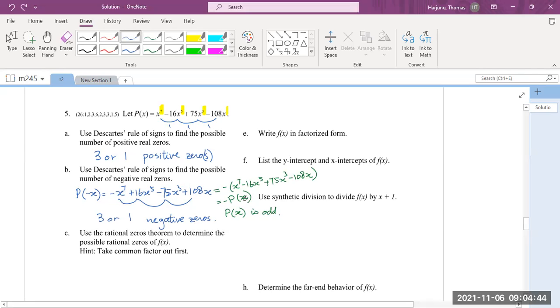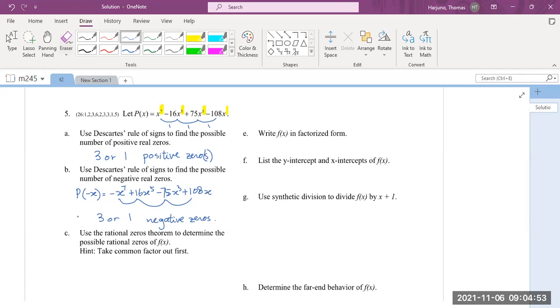Now, let's come back here. Let me erase that. So for those who don't watch the videos, will not understand what I do. Okay. Find the rational zeros. I will factor the x out first. It has a common factor x. So x times x to the 6th minus 16x to the 4th plus 75x squared minus 108.